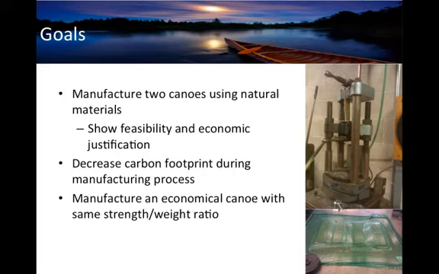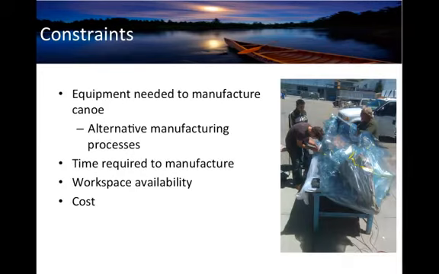Some goals I had were to actually manufacture two canoes using natural materials, as well as show the feasibility and economic justification behind this. In doing so, I wanted to decrease the carbon footprint during the actual manufacturing process, as well as manufacture an economical canoe with the same strength to weight ratio as some of the high-performing canoes that are out there today.